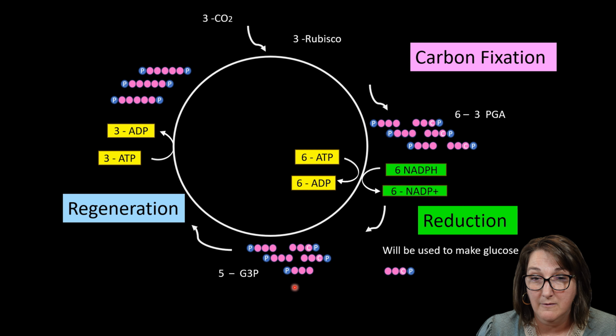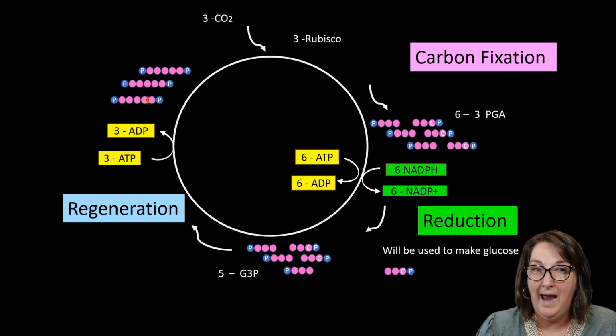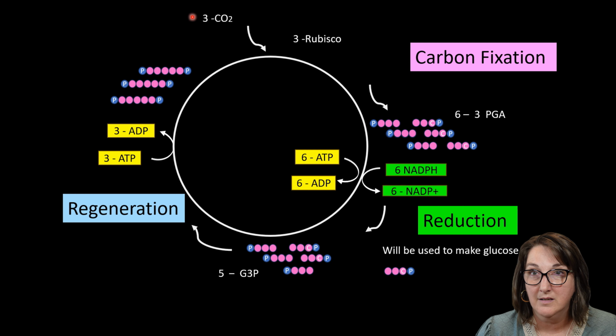And then I'm going to have another 5, and these 5 are going to be made into this Rubisco too. So I have to have Rubisco to accept these carbon dioxide molecules coming in. I have to remake them. Then the cycle is going to start all over again.